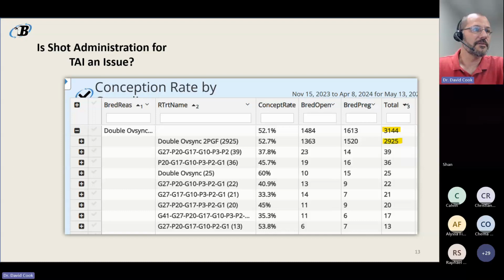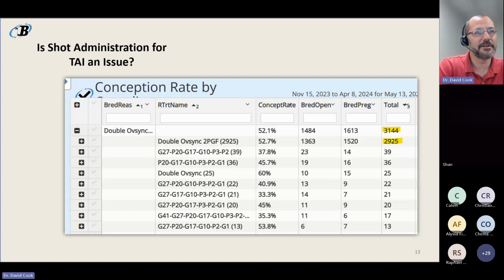In this report, there's a whole lot of stuff going on. This is repro treatment by name. In the middle here, you see a whole lot of different codes and numbers. What this report is, is the conception rate by compliance. One of the things that a lot of times we'll hear is, well, maybe it's shot compliance. Maybe shot compliance is the reason that we're having repro problems.